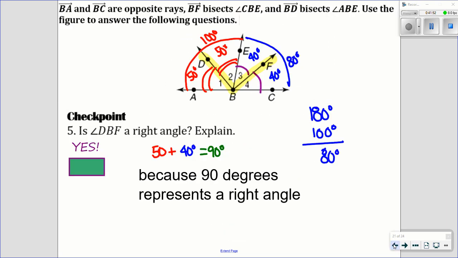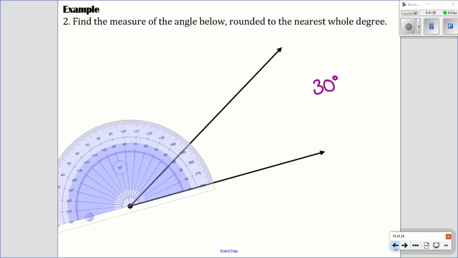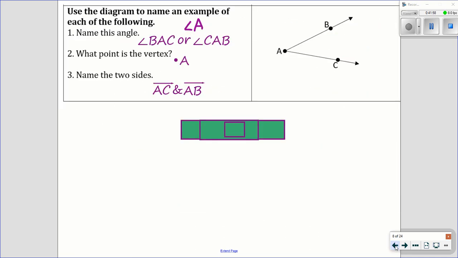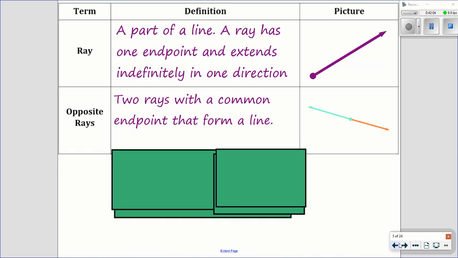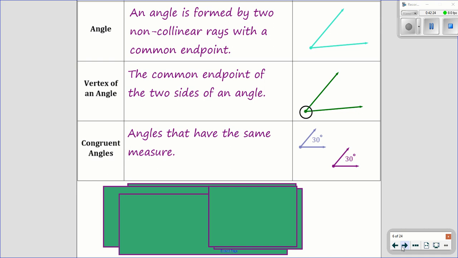Alright, so just to recap, because it seems like there was a lot that we learned, if I can go back, we learned about angles and the different parts of an angle and different types of angles. We know that there's a ray, which starts at an endpoint and a line keeps on going from that endpoint. Opposite rays are two rays that share a common endpoint and create a line. An angle is formed by two rays with a common endpoint. That common endpoint is a vertex. And two angles that have the same measurement are congruent.